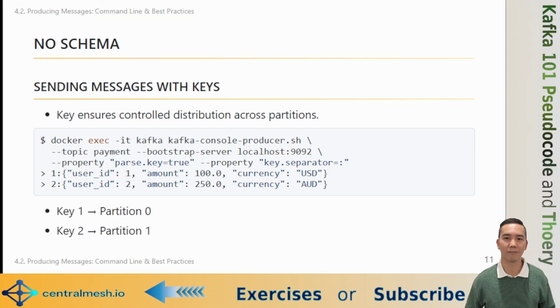Watch what happens when we send the first message. So here the key is 1, and the message contains the user ID, the amount, and the currency. Because the key is 1, Kafka will map this message to partition 0. Now let's send another message. This time the key is 2, and with our setup, Kafka will place this message into partition 1. So the key controls which partition each message goes to.